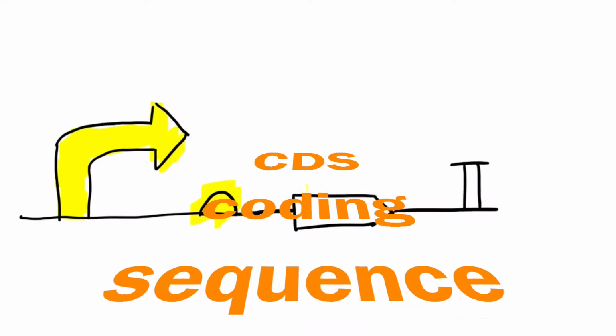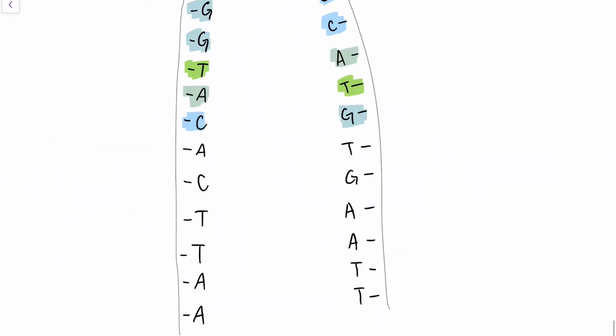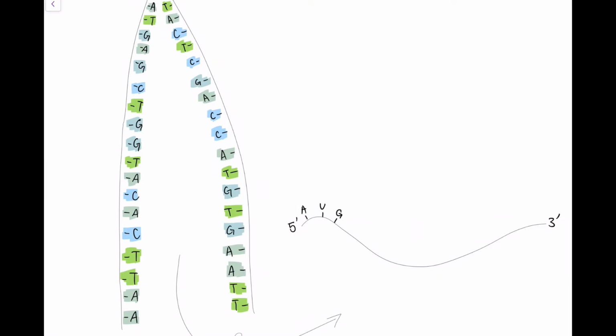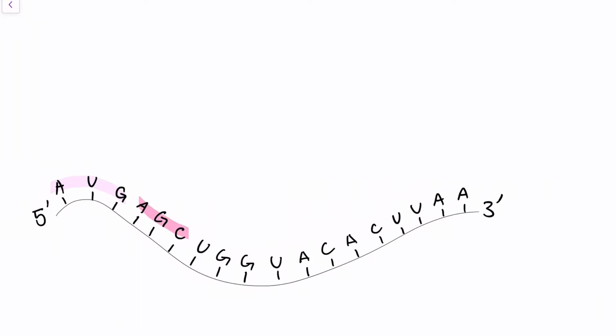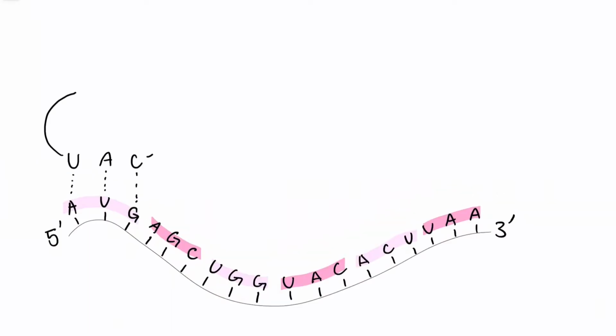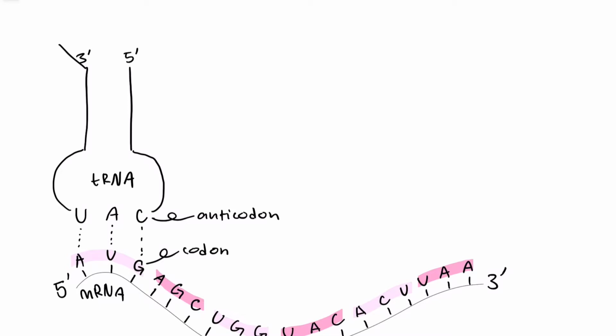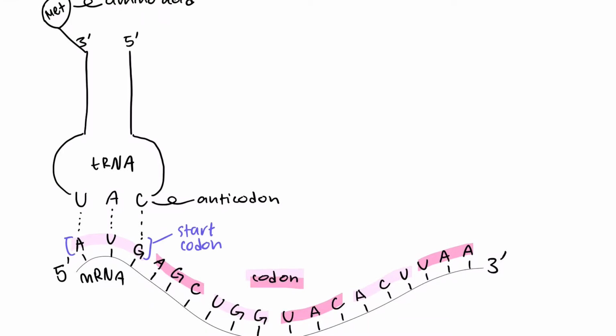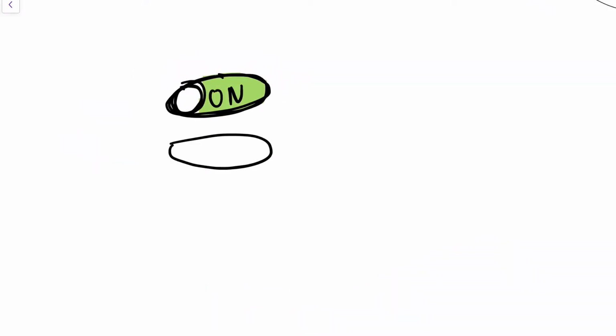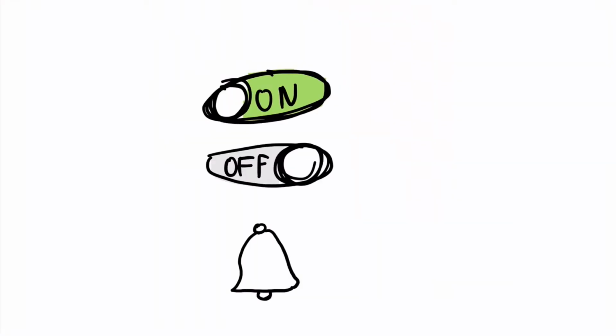CDS is the protein-coding DNA sequence that is turned into mRNA through transcription. The mRNA is divided into codons, or 3 nucleotides, which encodes for an amino acid in the polypeptide chain. The sequence usually begins with a start codon, which is usually AUG, and ends with a stop codon, which is usually UAA, UGA, and UAG. Examples of CDSs include activators, repressors, and reporters.